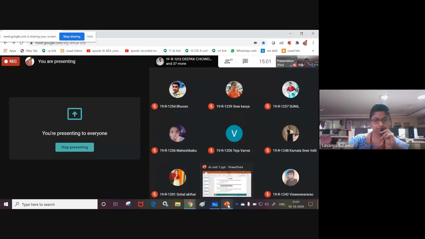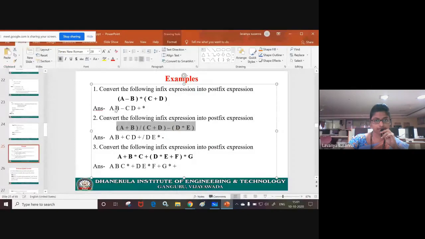Welcome to my lecture. Today I am going to discuss another example of infix to postfix conversion. Let us see how to convert the infix expression to postfix expression. In the previous class, we solved the first example, right? Now I'm going to explain how to solve the second example. Okay, let us see that, students.